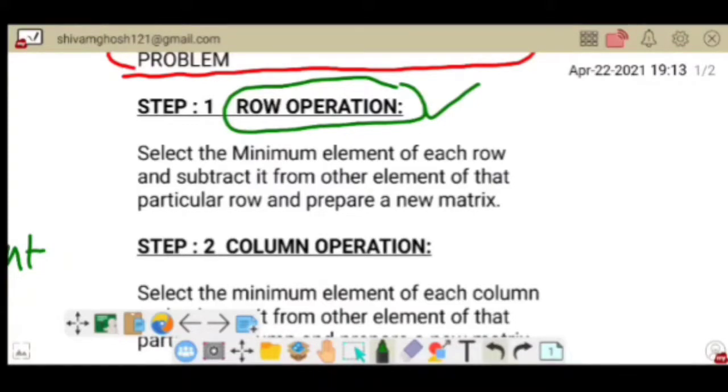Select the minimum element of each row and subtract it from the other elements of that particular row and prepare a new matrix. So whatever matrix is given in the question, we have to select the minimum element from each row. How many rows are given we don't know, but a certain number of rows are given in the question. We will select the minimum number from each row and subtract it from the other elements.